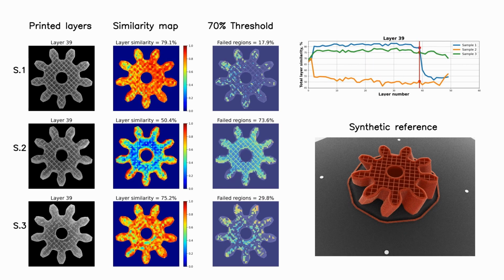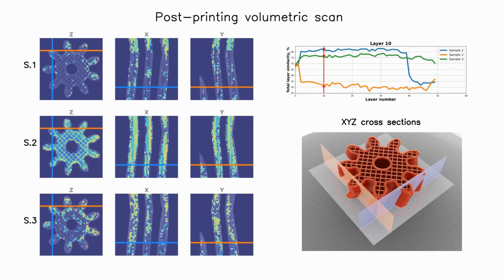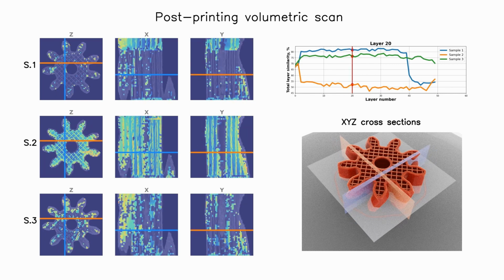Notice the change in percent of failed regions as a function of the layer it's on and underneath, in which the 3D synthetic reference is being built up layer by layer into a 3D object.